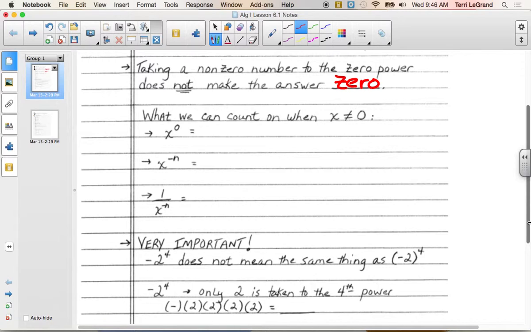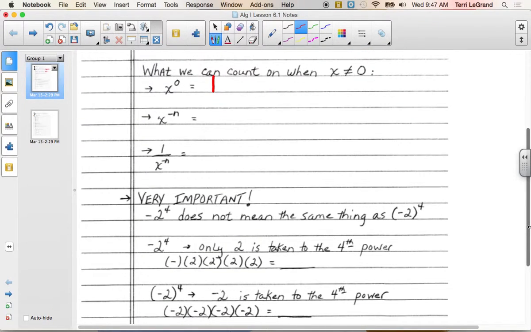Okay, here's what we can count on then. We're going to let x be our base when x does not equal 0. What can we always count on for x to the 0 power then? What will x to the 0 power, if it's a non-zero number, Jacob, what will it always equal? 1. We can always count on that anything to the 0 power, as long as it's not 0 itself, is 1. And that includes variables that we don't know what they're standing in for. All we have to do is say, okay, but that variable can't be 0 itself.